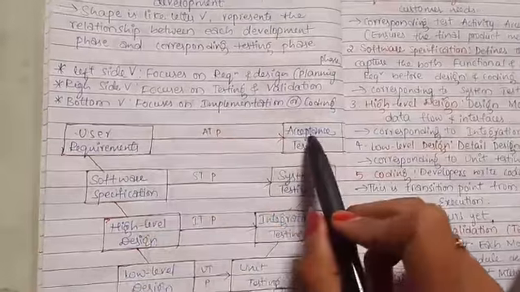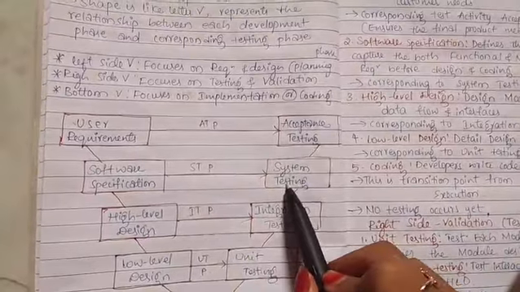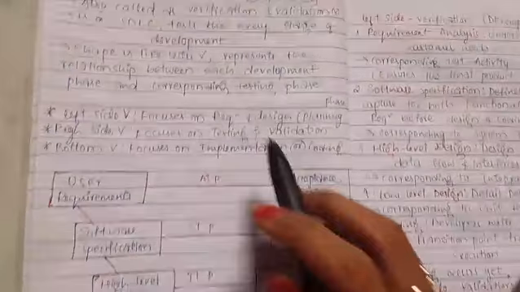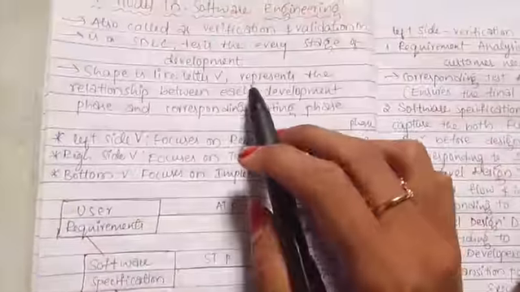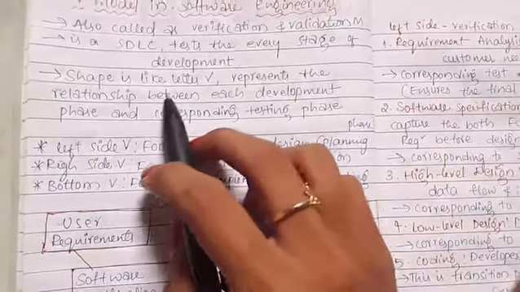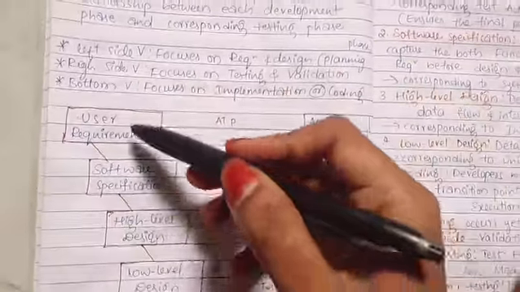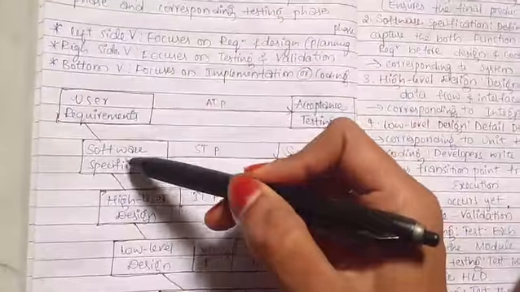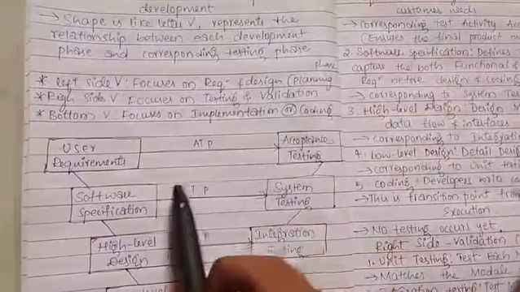For the user requirement, acceptance testing will happen. For the software specification, system testing will happen. Like that, in each phase the testing will happen. And the shape is like the letter V, that's why. It represents the relationship between each development phase and the corresponding testing phase.